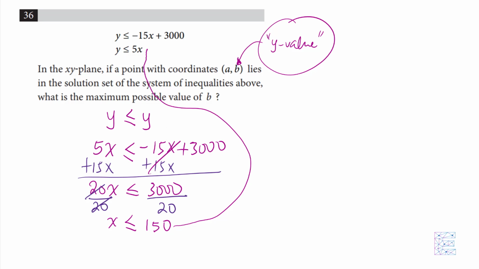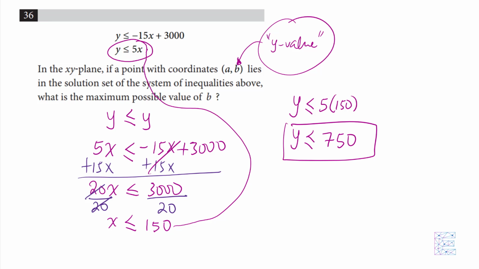Well, of course, we want to do the easier thing. So we would use this equation rather than the top one. So we would have y must be less than or equal to 5 times 150. This being section 4, you are allowed to use a calculator. So 5 times 150 is 750. That means the y value can be less than or equal to 750, meaning the maximum value it can be is 750. So that's it. The answer to number 36 is 750.